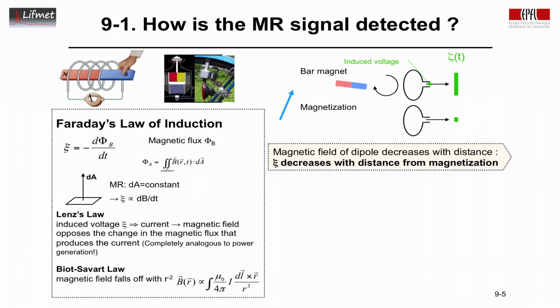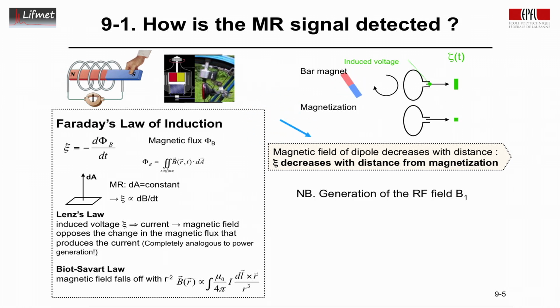So, if we take this together, then as we increase the dipole distance away from our conducting structure, from this wire, then the induced voltage decreases. In other words, the EMF, the electromotive force, the induced voltage decreases with distance from the rotating magnetization.